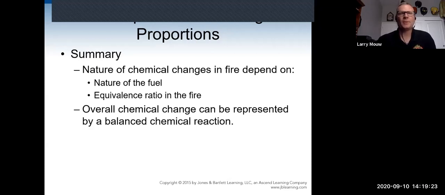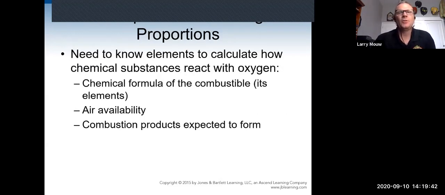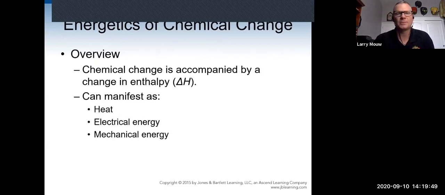So in summary, the nature of chemical changes in fire is going to depend on the nature of the fuel as well as the equivalency ratio in the fire. Overall chemical change can be represented by a balanced chemical reaction. You need to know the elements to calculate how the chemical substances react with oxygen, the chemical formula of the combustibles, the air availability, and the combustion products expected to form. Chemical change is accompanied by a change in enthalpy, and that enthalpy can manifest as heat, electrical energy, or mechanical energy.